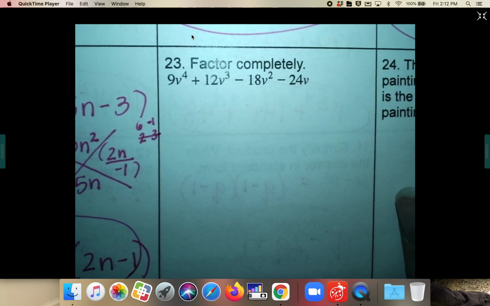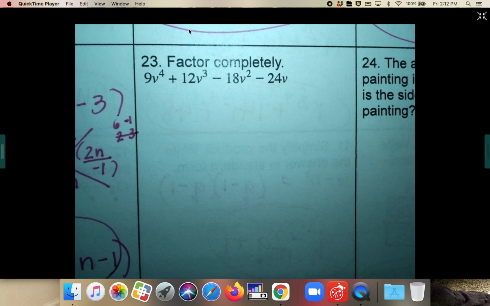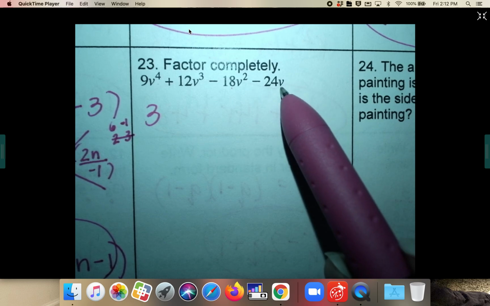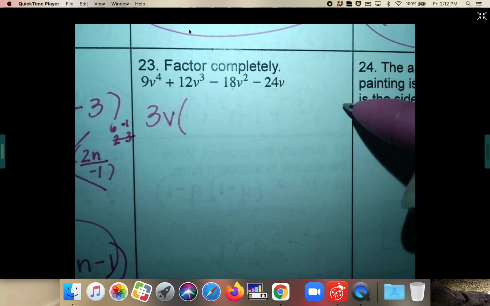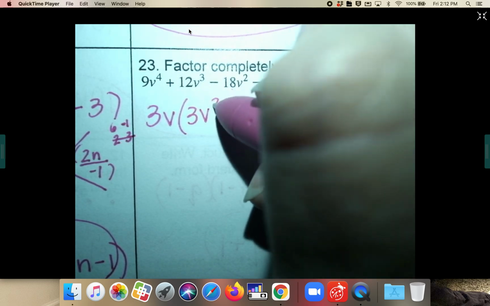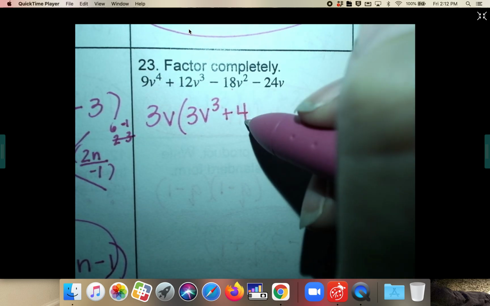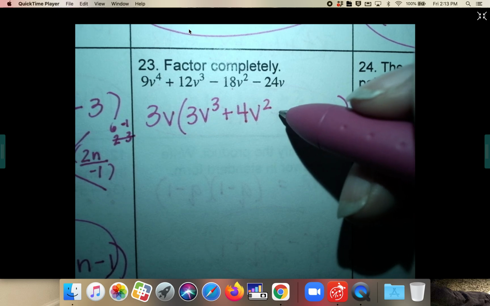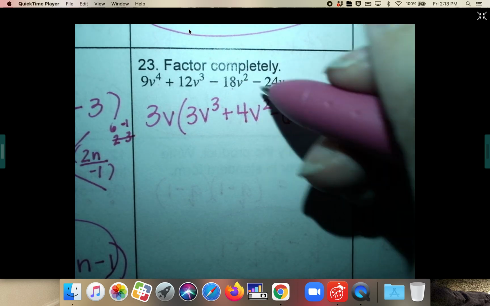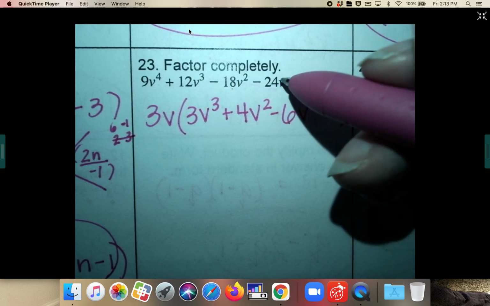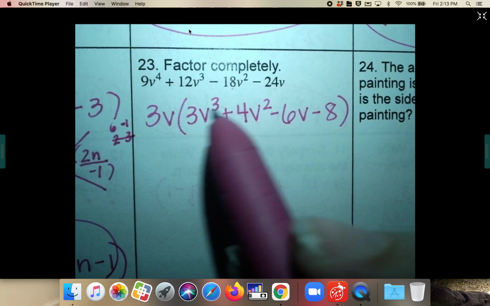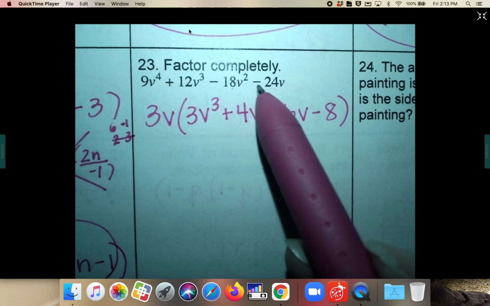All right, now we're at this one. Okay, remember we already kind of talked about this one. This one you can pull out a 3. We can also pull out a v because all of them have at least the one v here. All right, so the rest is 3v to the third plus 4v squared minus 6, and all I'm doing is reverse distributing to check to get 18. So 6v and then minus 8. Okay, make sure that if you were to distribute this back in, it would end up being this polynomial.